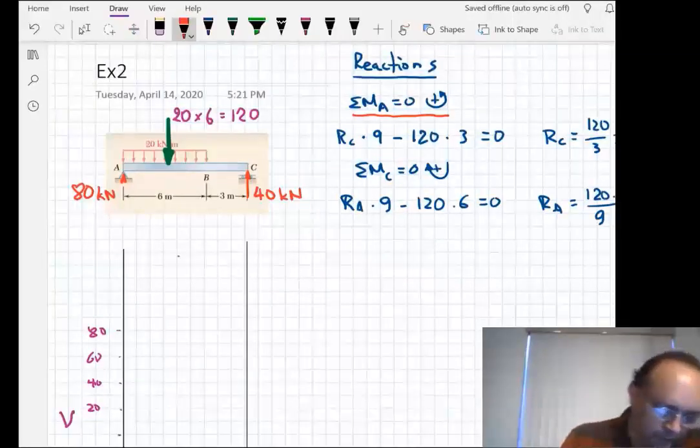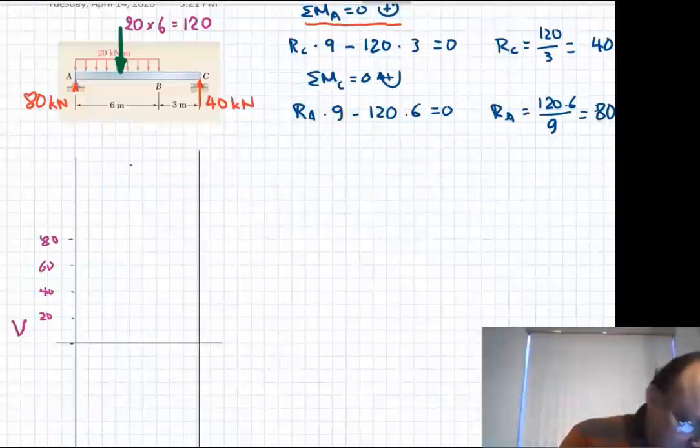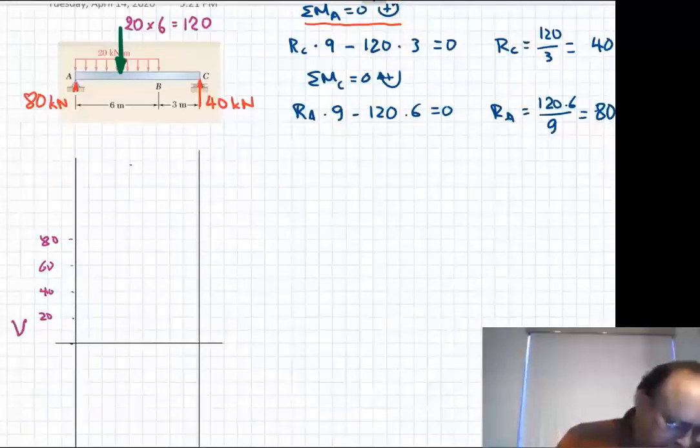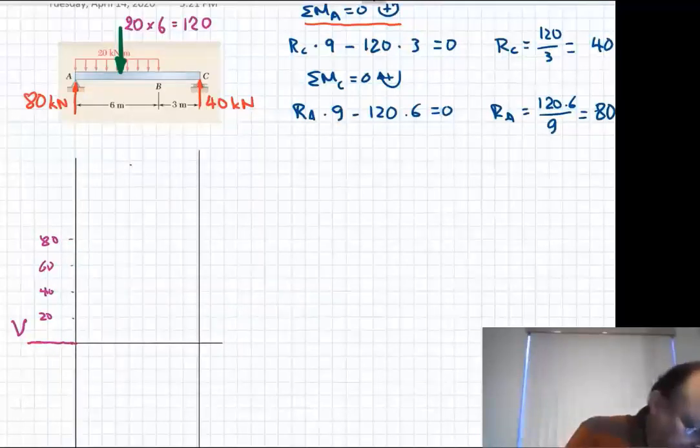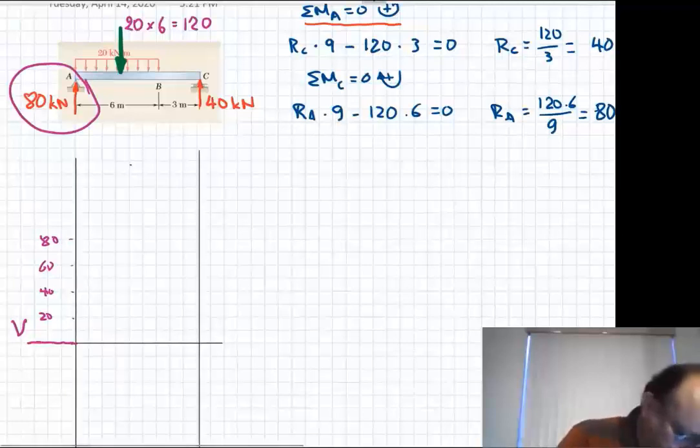So we're ready. The method that I would like to use is the Chuku-chuku method. So I have a force of 80 here. You start at 0. Chuku, chuku, chuku. Let's do it in purple. You encounter a force of 80 going up. The arrow is telling you to go up 80, so you go up 80.